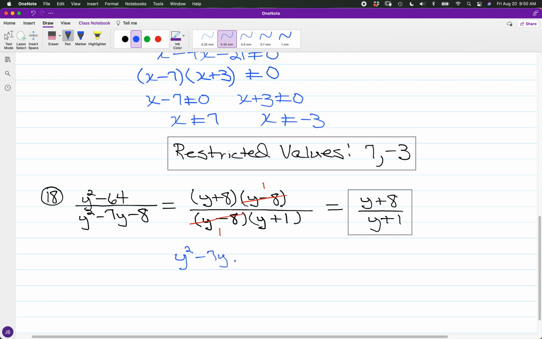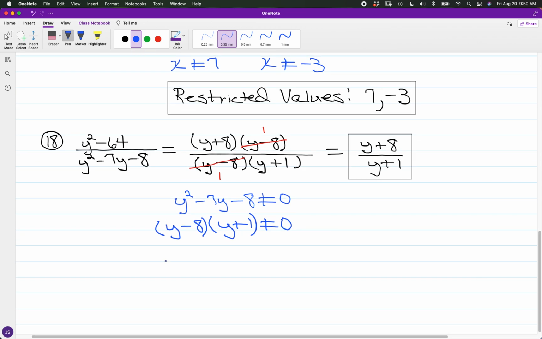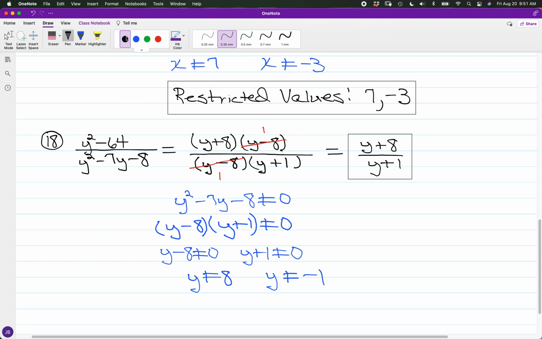All right, so the original denominator, y squared minus 7y minus 8, cannot be 0. Once again, with the factored form, y minus 8 times y plus 1 cannot be 0. Itemizing once again, each of the factors cannot be 0. If y minus 8 cannot be 0, we have that y cannot be equal to 8. If y plus 1 cannot be 0, we have that y cannot be negative 1. And those will be our two restricted values.